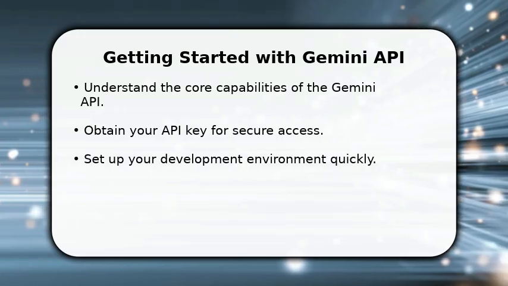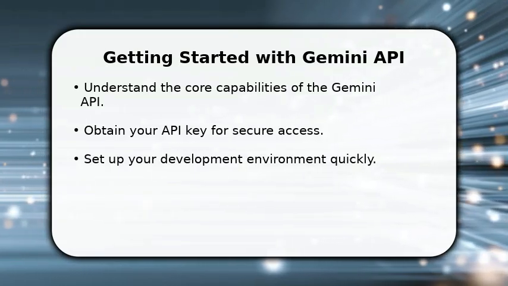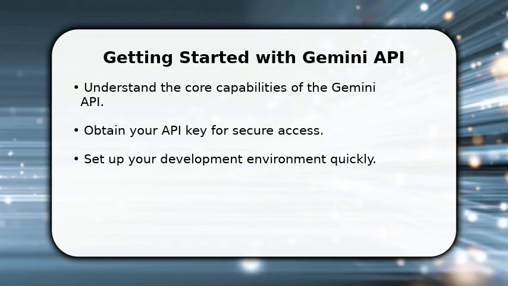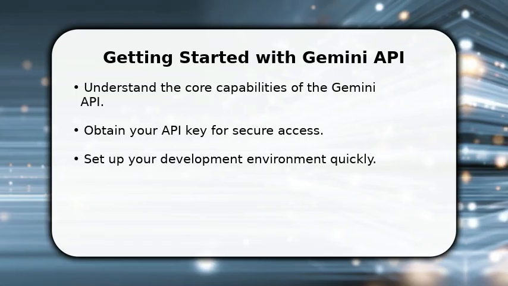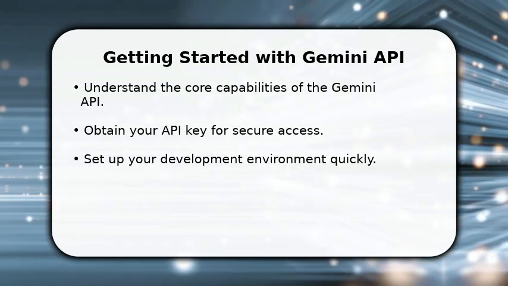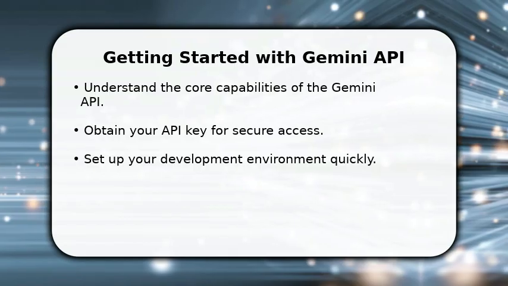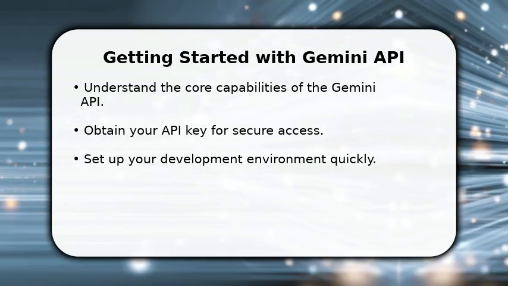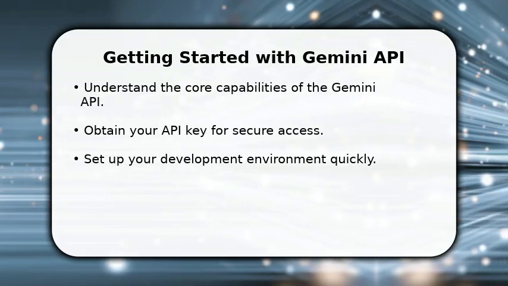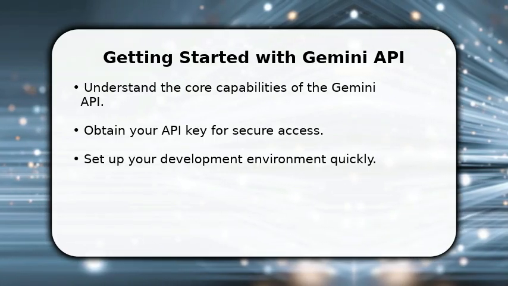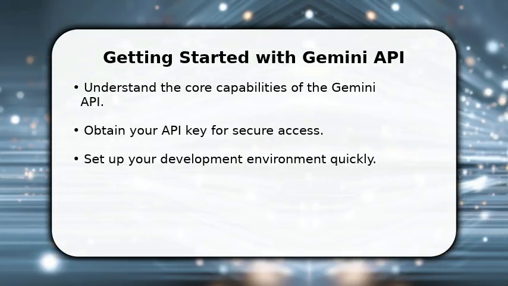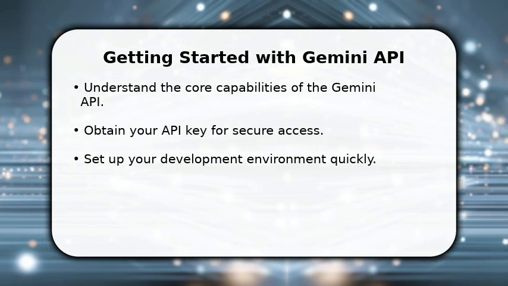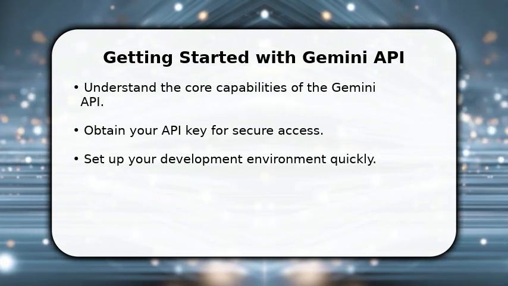Enjoy the video. In this video, I will explain how to use the Gemini API. First, you'll need to understand its core capabilities, which include powerful text generation and multimodal understanding. Next, obtain your API key from the Google AI Studio to ensure secure access. Finally, set up your development environment by installing the necessary client libraries, allowing you to begin coding in just a few minutes. This foundational setup is crucial for any project.